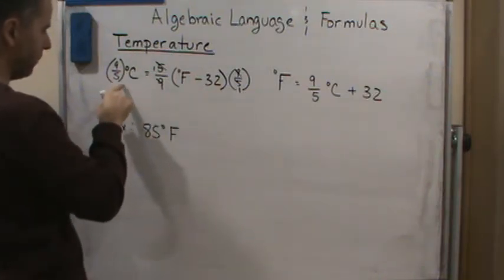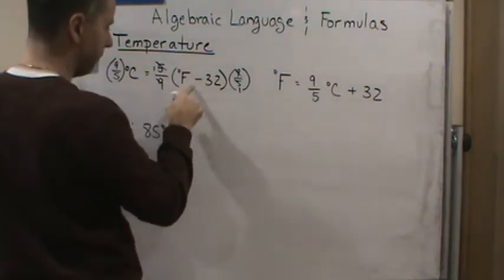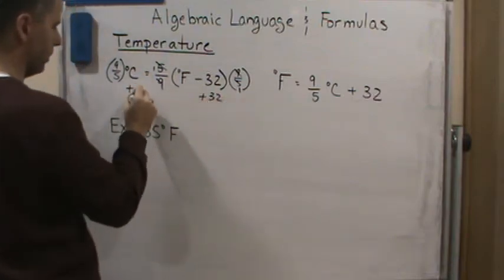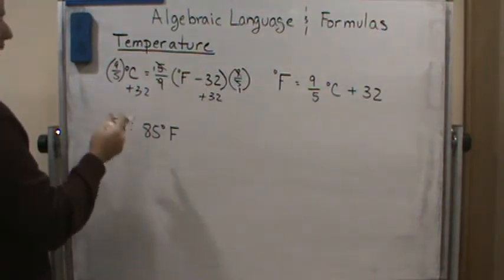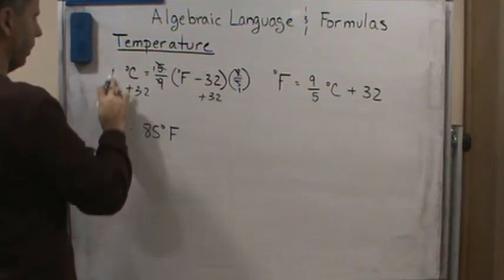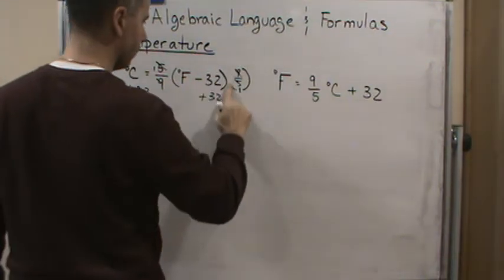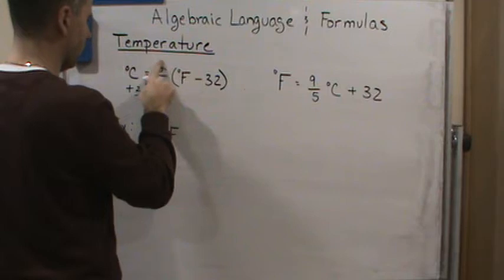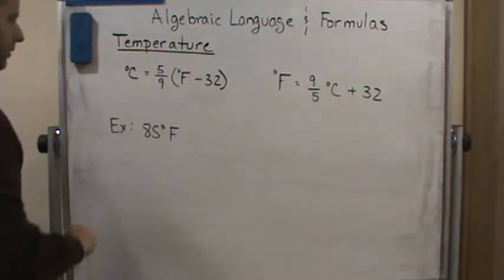So I get 9/5 times C is equal to F minus 32. Then all I have to do is add 32 to both sides, and I get this formula. So it is really the same formula. Just keep that in mind. So let me bring this back. Okay, so there's the formula.